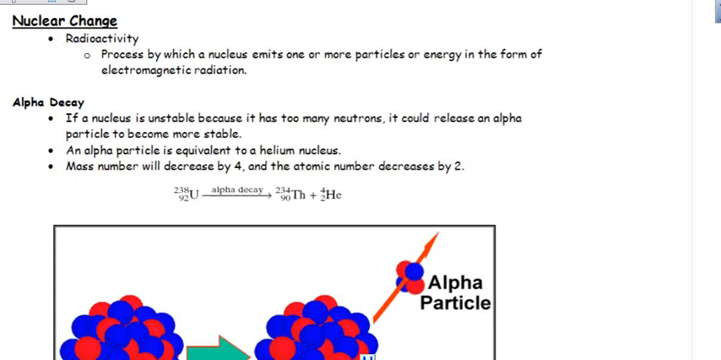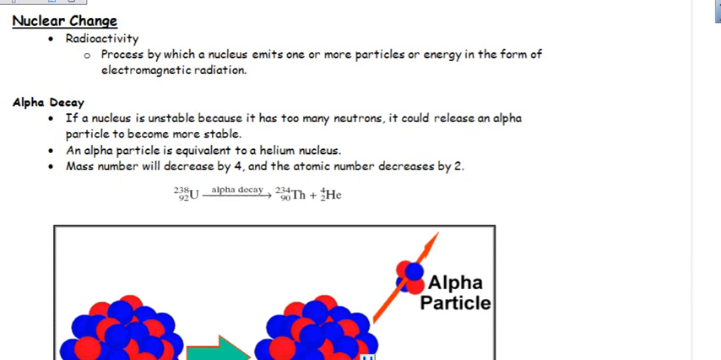In the last video, we were talking about stable nuclei. Well, what if you have an unstable nucleus? Then it will tend to decay and form particles that are stable. That's called radioactivity. It's a process by which a nucleus emits one or more particles, or it could be energy, in hopes of becoming more stable.